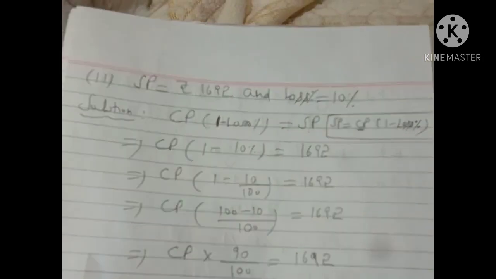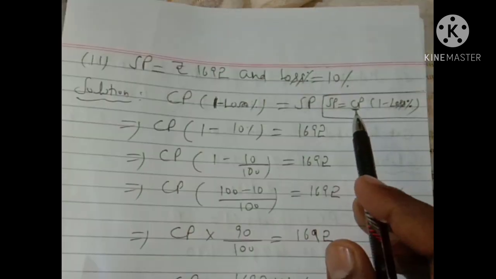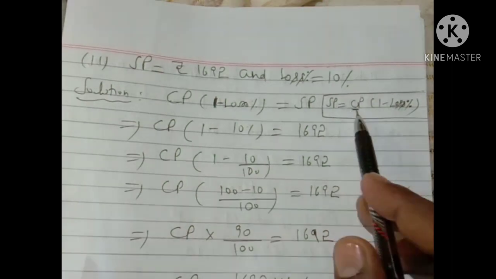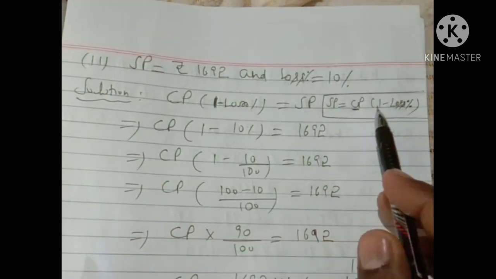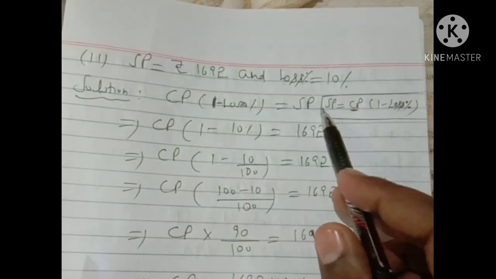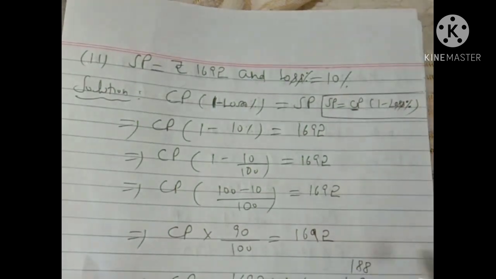So the only simple thing that you have to keep in your mind is this: when you are going to find the value of CP, at that time you have to rearrange the formula. That is, when you are going to find out the value of this CP, at that time you have to take this CP on this side, means on the right hand side, and this SP on the left hand side. And when you are going to find the value of SP, then directly you can apply this formula. So I hope this is clear to you.